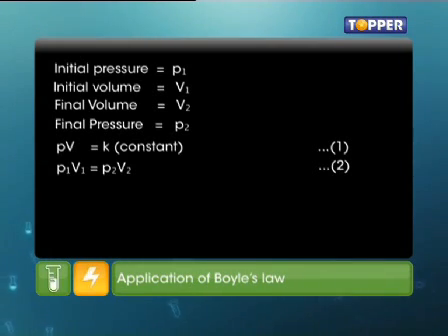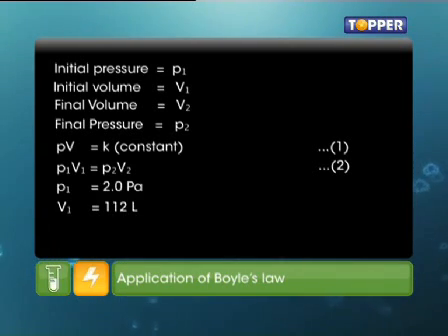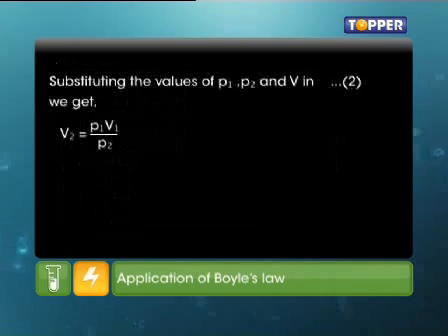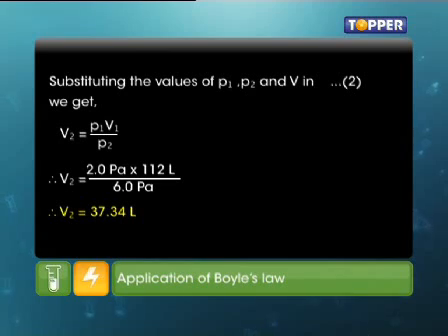The initial pressure P1 is equal to 2 pascals and initial volume V1 is equal to 112 liters, and P2 is equal to 3P1, that is 6 pascals. Substitute these values in the equation and calculate V2, which is equal to 37.34 liters.